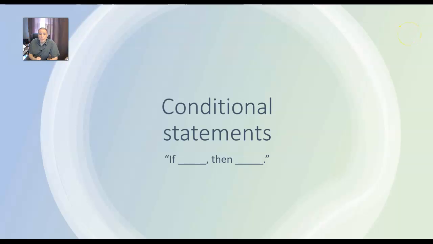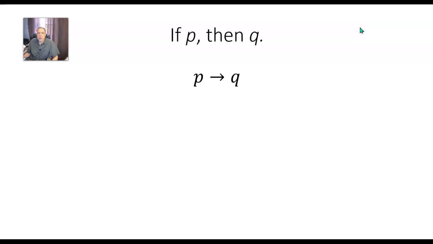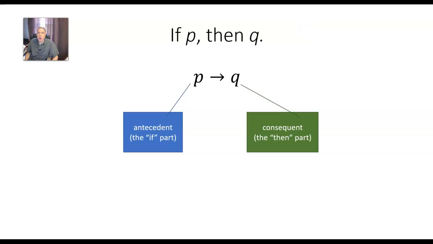In this video I'm going to be talking to you about conditional statements, if-then statements, the kind of statement that says that if one thing is true, then some other thing must also be true. So when we say that if one thing is true, then another thing is true, the if part is called the antecedent. And the then part is called the consequent. So we're saying if the antecedent is true, then the consequent is true.